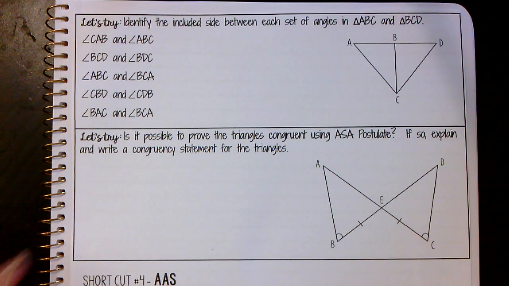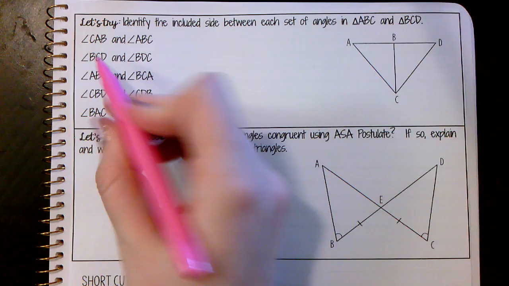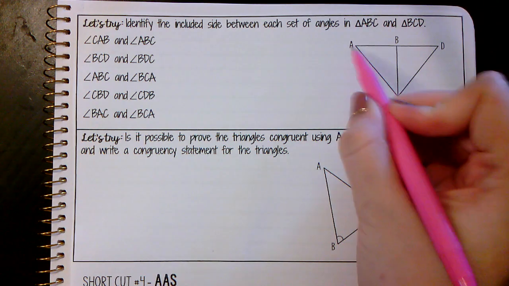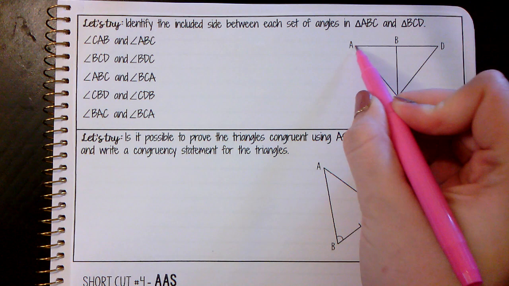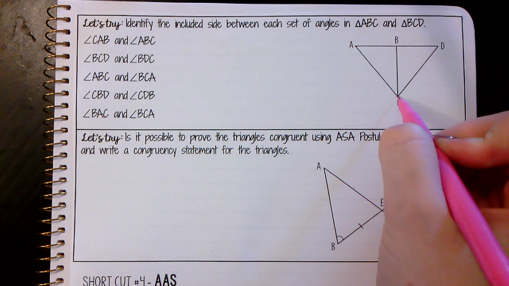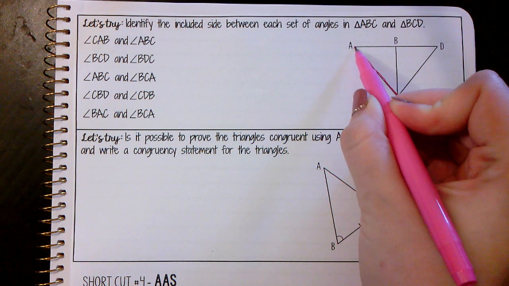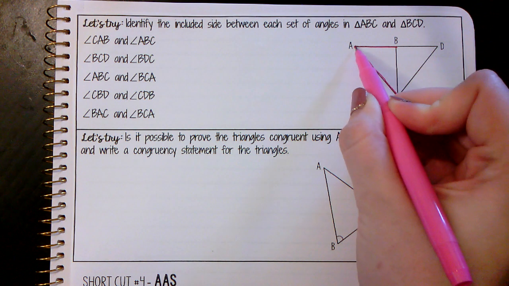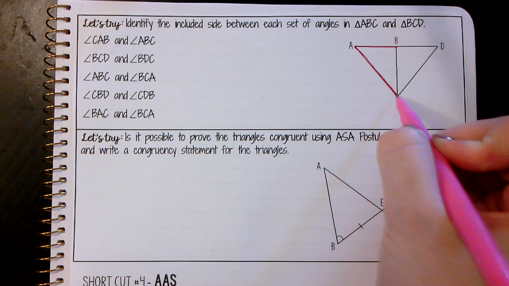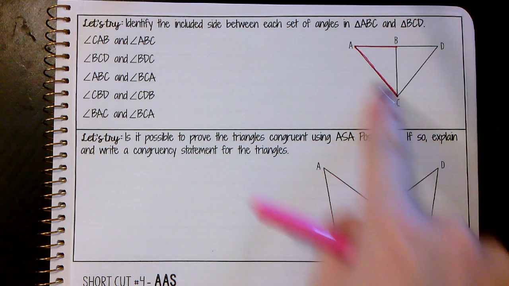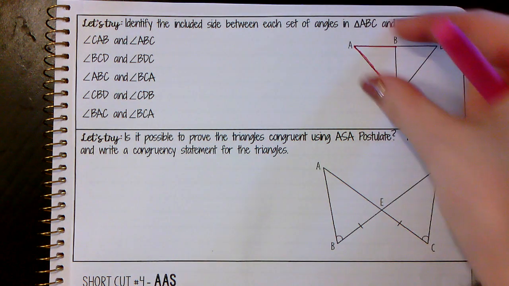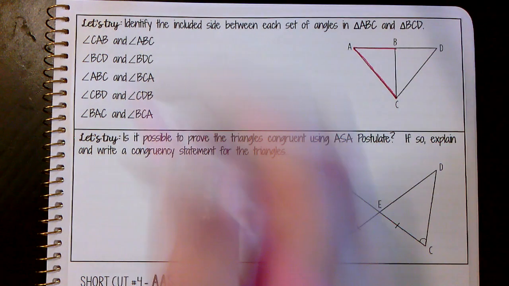Here we go. Let's try to identify the included side between each set of angles in triangle ABC. So let's take a look. Angle CAB. So from C to A to B, what angle is this? Remember, it's the angle that is in the middle of both of those sides. So if this is a side and this is a side, where do they come together and meet? At angle A.